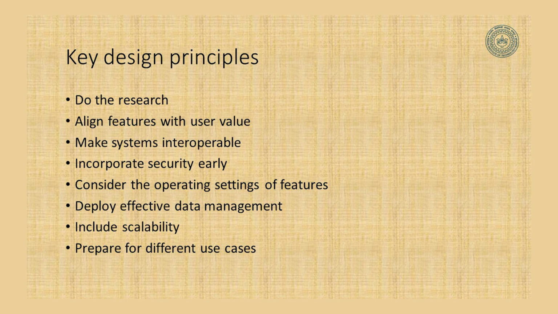Okay. So, mapping the features to the user value is crucial. You also want to think about making systems interoperable. Can the different systems talk to each other and operate with each other? So, if you have created an IoT product, can it interface with your smartphone? Can it interface with other IoT devices? Are the protocols that you are using in designing your product making your system operable with other systems?